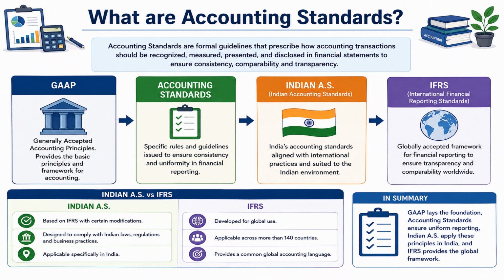To summarize, generally accepted accounting principles provides the basic principles and framework for accounting. Accounting standards ensure consistency and uniformity in financial reporting. Indian AS are India's accounting standards aligned with international practices. IFRS is the globally accepted framework for financial reporting. Together, these standards help improve transparency, comparability, reliability, and investor confidence in financial statements. Understanding these concepts is essential for every student of accounting, commerce, finance, and business.